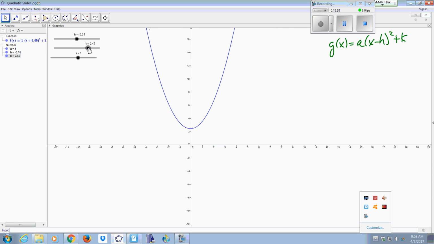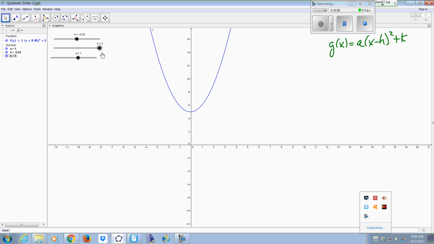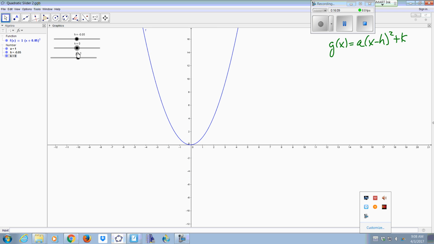And now we got our vertical. K is positive, it goes the way we think. K is negative, it goes the way we think, vertically up and down the axis. Let's get everything back to 0 for H and K.